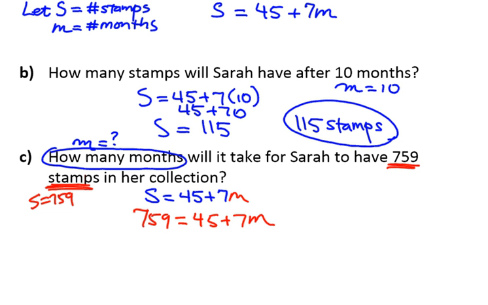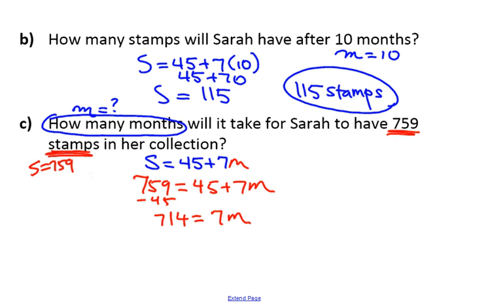So we want to solve it. So we're going to subtract 45. So that's going to give us 714 is equal to 7M. That's a nice number to divide by 7, isn't it? So divide by 7, and I get 102.